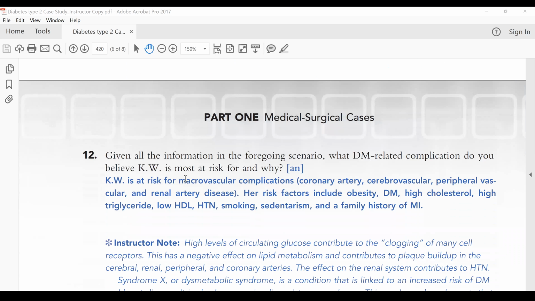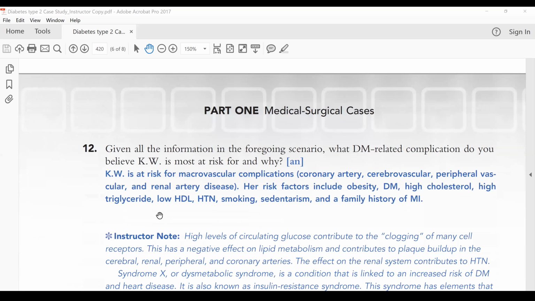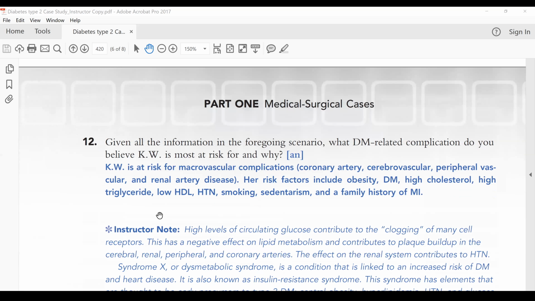Just a little note here: the clogging of many cell receptors is what high levels of glucose contribute to. It has a negative effect on how fats are metabolized, and it contributes to plaque buildup in the brain, peripheral and coronary arteries. The effects on the renal system contribute to high blood pressure. Syndrome X or dysmetabolic syndrome is a condition linked to an increased risk of diabetes and heart disease. It's also known as insulin resistant syndrome.